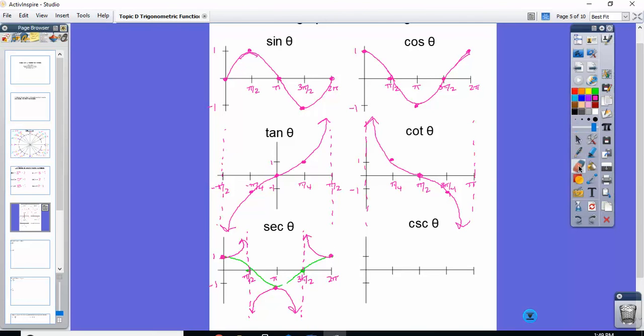If the green throws you off, I always told you if you wanted to go back and erase those, you could if you needed to. Otherwise, as long as they're just lightly drawn in, it wasn't a big deal.